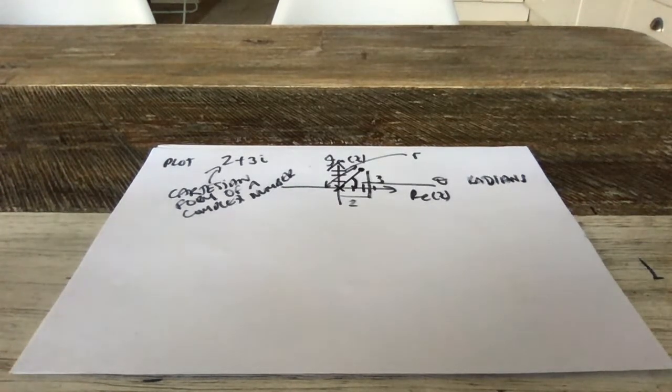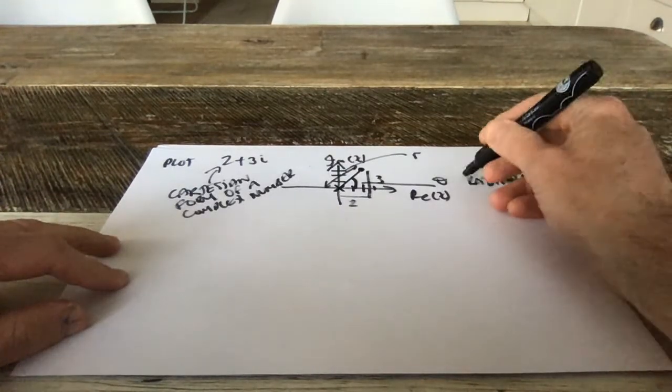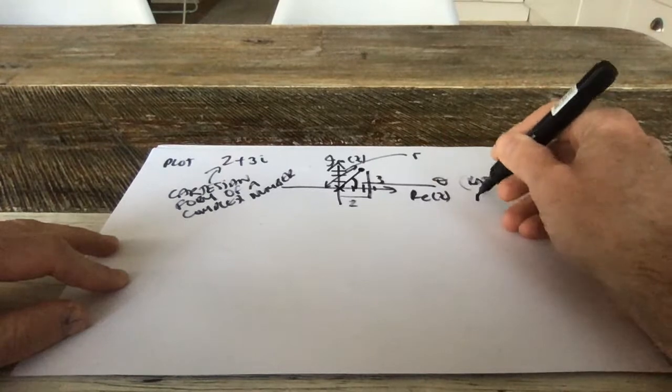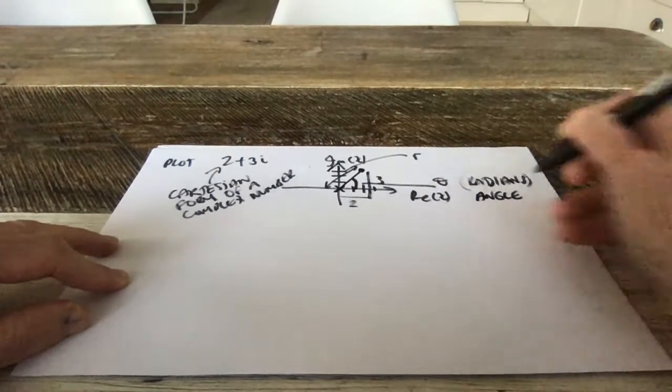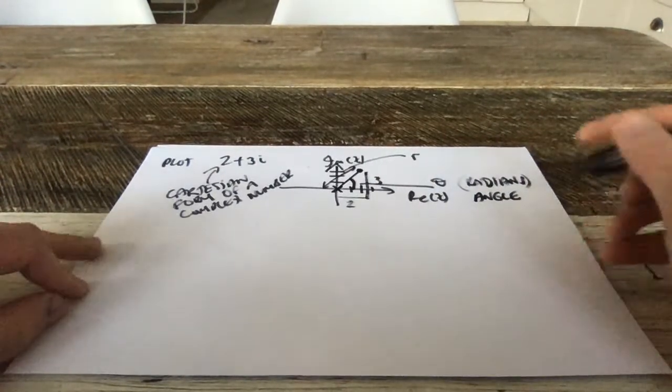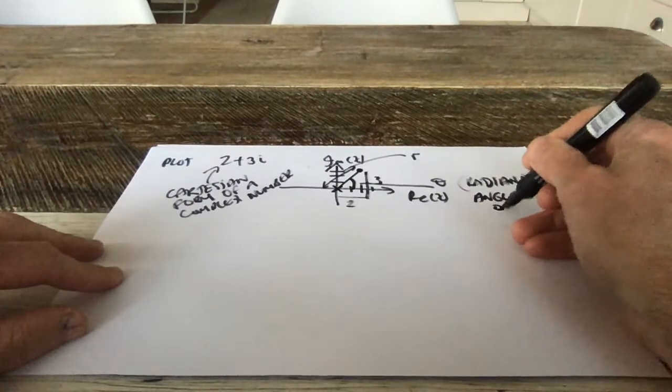So engineers use radians. The angle theta, this is the terminology, it's called the angle. You can call it the angle if you want to. Or in complex numbers, it's usually called the argument.